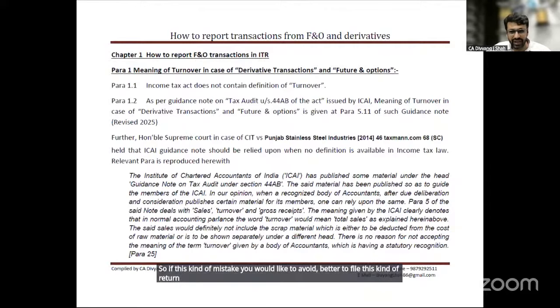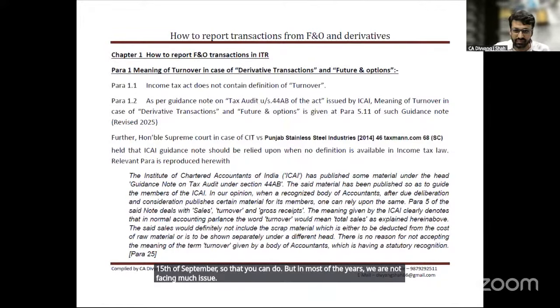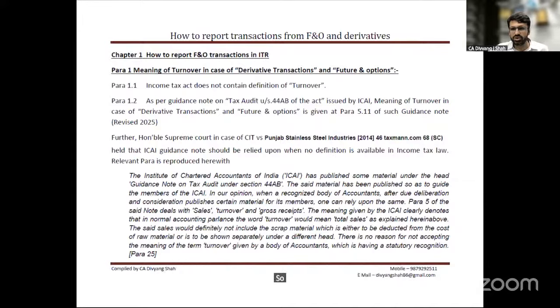before the 31st of July, or in the non-audit case. As of now, the time limit is extended to 15th of September, so you can do that. But in most years, we are not facing much issue. So that's the first part. Turnover is there. Now I'm coming to the judgments.